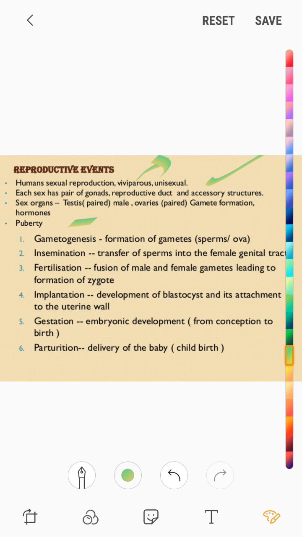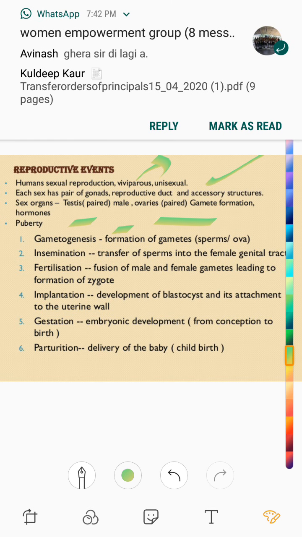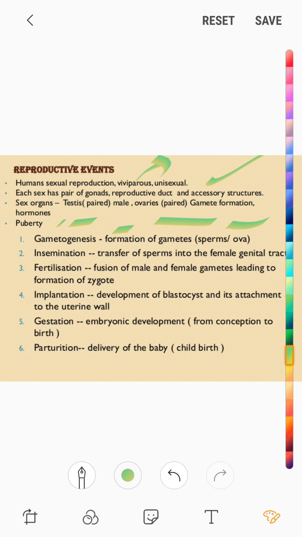Sex organs are testes in case of males, ovaries in case of females, and there is gamete formation, and there are hormones. During the puberty phase, gametogenesis begins. These are the different stages in sexual reproduction. First is gametogenesis, that is formation of the gametes, sperms and ova. Then insemination, that means transfer of the sperms into the female genital tract.